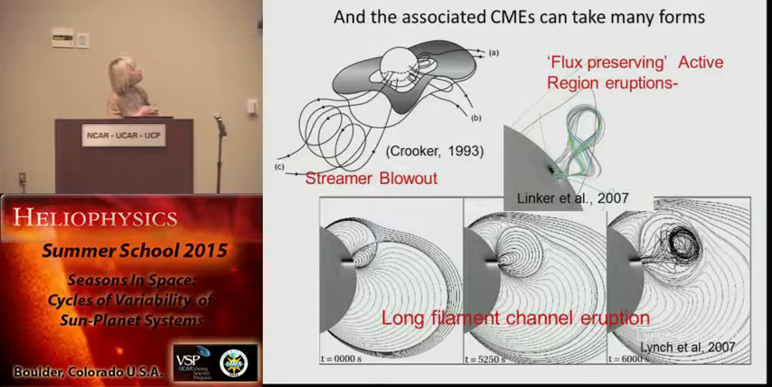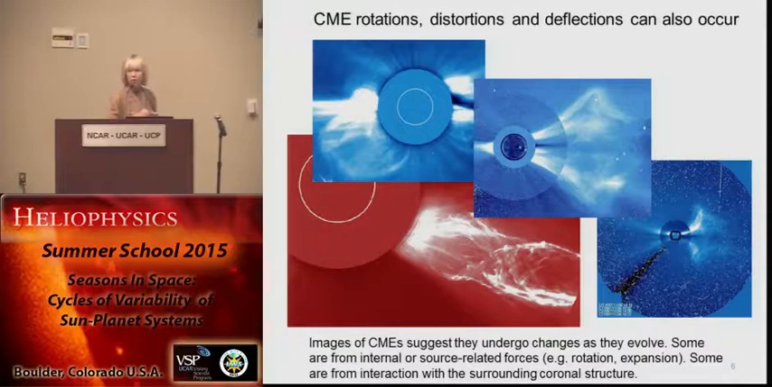And then there's the long filament channel eruptions, where there's maybe shearing by differential rotation. An active region might even energize it by introducing magnetic stress along an arcade that's bridging a long filament channel. So there are many ways of imagining the origins of these eruptions. And they are modified by what's around them. The surrounding corona plays a role in what actually happens to them.